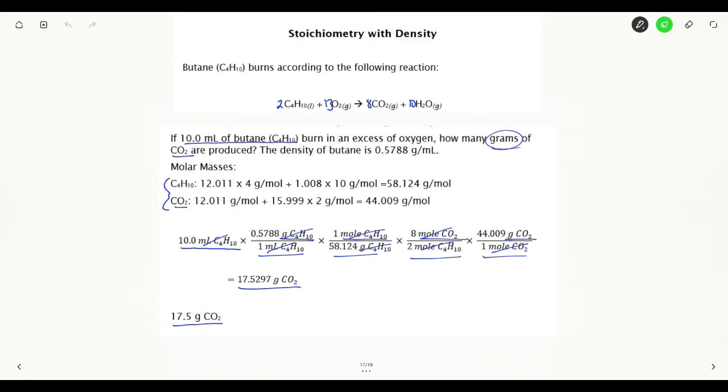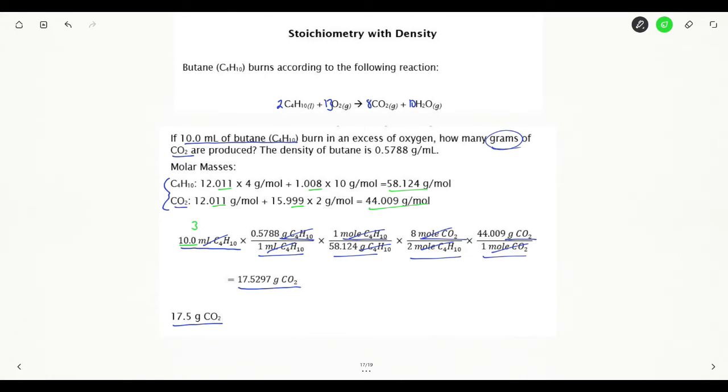Again, I'm starting with my molar masses because that's addition subtraction. I have 3 decimal places again all around, so my molar masses should also have 3 decimal places. Now for my stoichiometric calculation, I was given 10.0 milliliters of butane that has 3 sig figs.